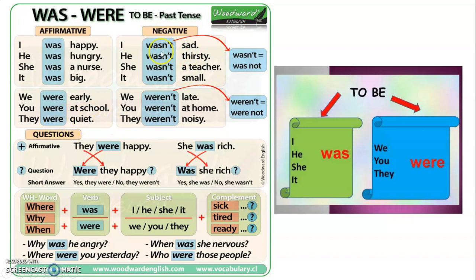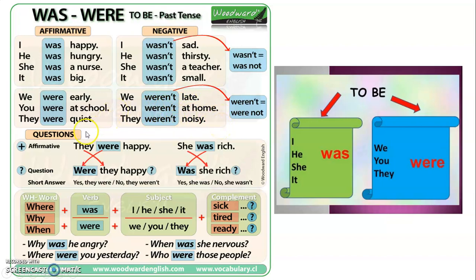The negative, it's exactly the same thing, you just need to add the not. But if you want to use the short form, then you have to say wasn't instead of was not, or weren't instead of were not. So for example, I wasn't sad, he wasn't thirsty, she wasn't a teacher, it wasn't small, we weren't late, you weren't at home, and they weren't noisy.